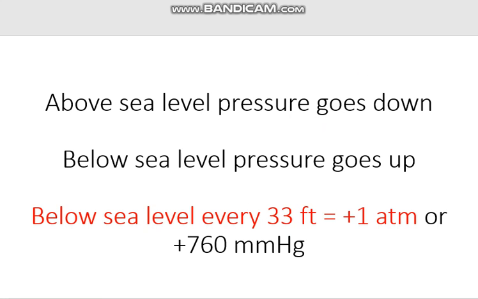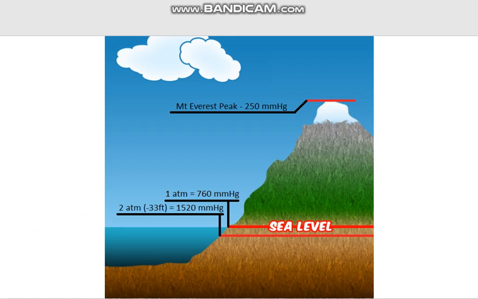Pressure varies with altitude and depth. The higher above sea level, the more the pressure goes down. And the farther below sea level, the more pressure goes up. When going below sea level, every 33 feet equals plus 1 atm or plus 760 mmHg. Here is a picture showing the difference in atmospheric pressures.